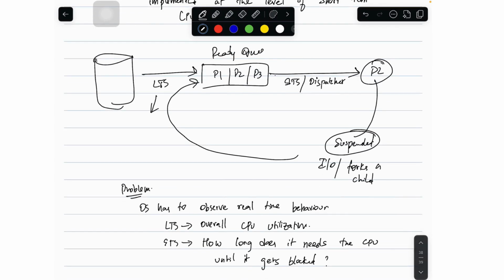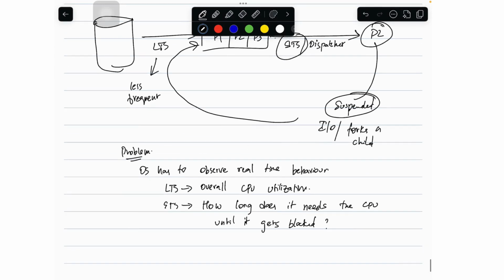So that is why long-term scheduling is less frequent. The frequency of decisions made in the long-term scheduler is less than in the short-term scheduler. So here decisions are made more often, so there will be a lot of overhead.